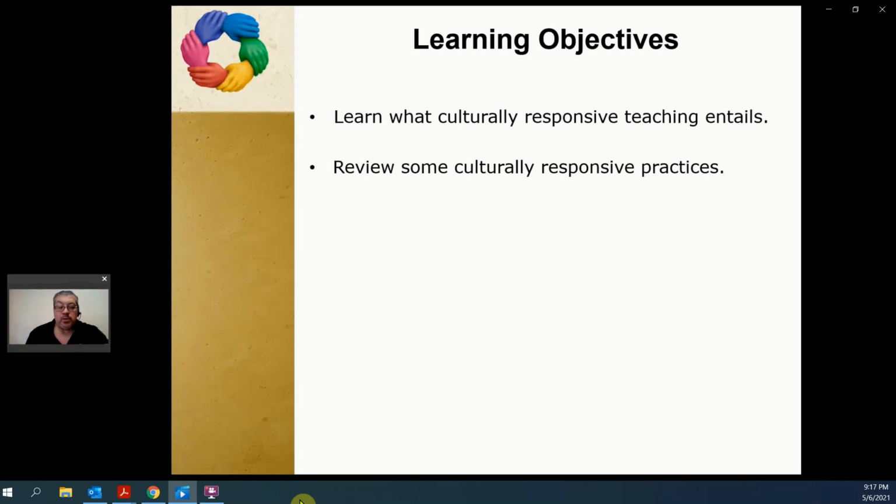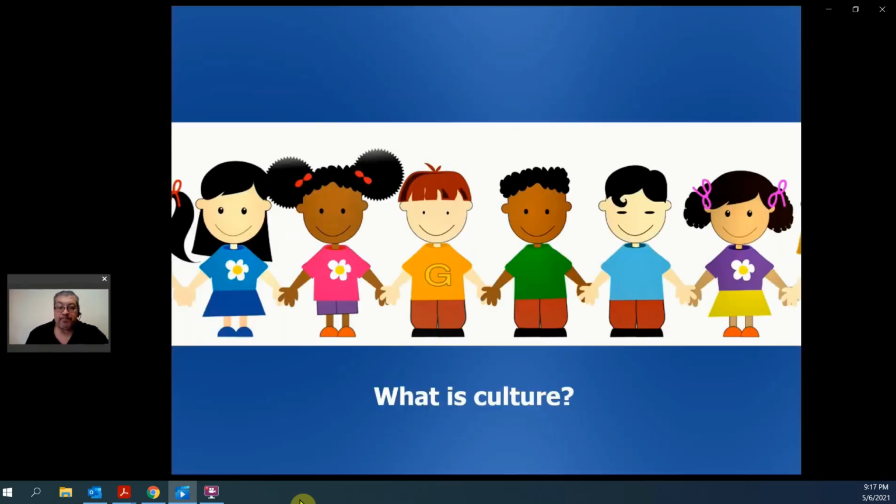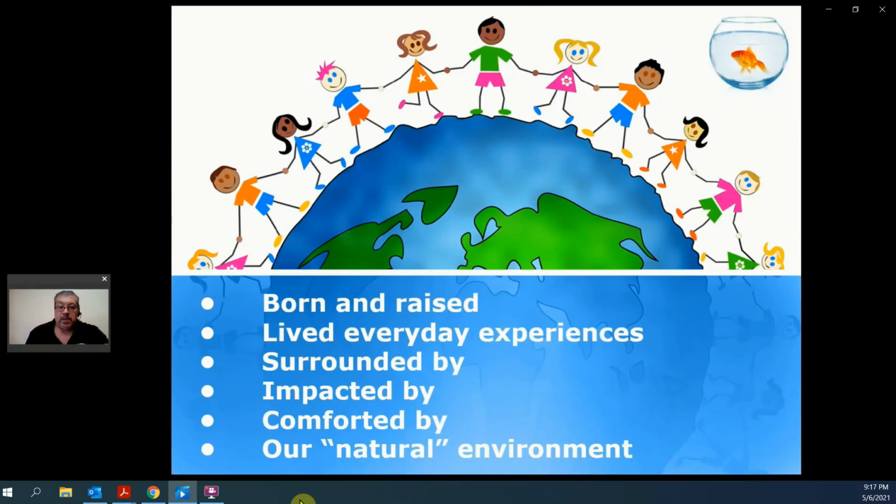What can we do as a school? What can we do as a teacher? First, what is culture? If we asked 10 different teachers, we might get 10 different answers. I borrowed this from Dr. Virginia Padilla Vigil because it had an impact on me.